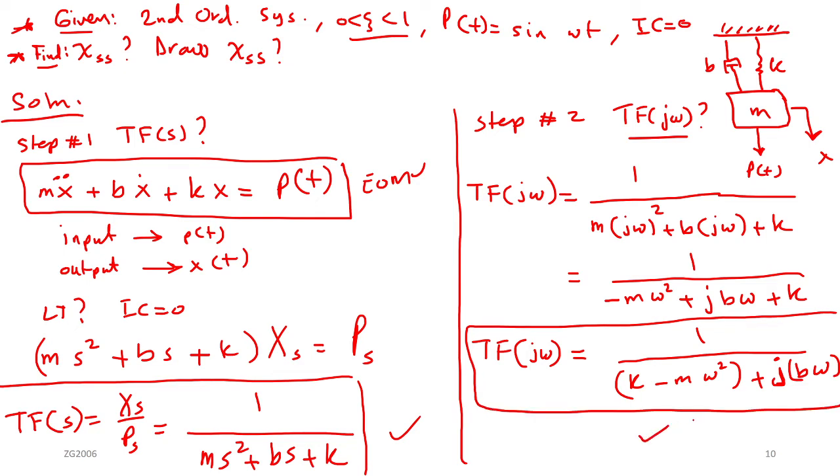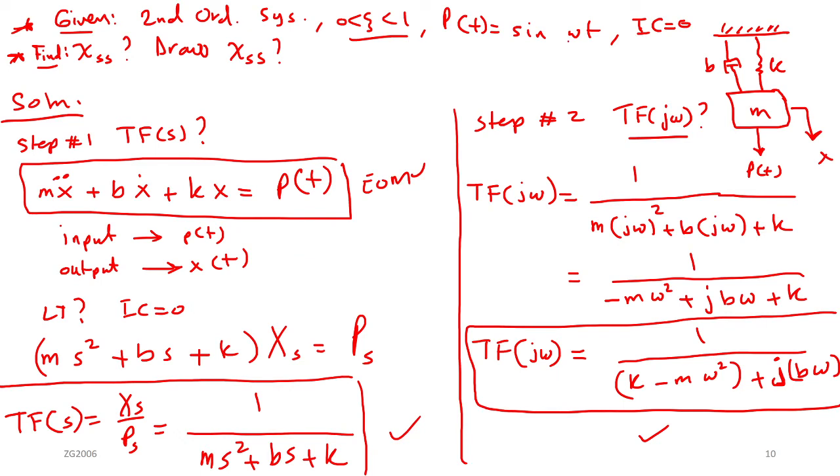We're almost done. Now, the last step, step number 3: find your solution. The steady state solution will be in this form. It will have a magnitude, I'm going to call it capital X naught, and a sine. How do I know it's going to be sine? Because it's going to be similar to the input. This is the input, right?